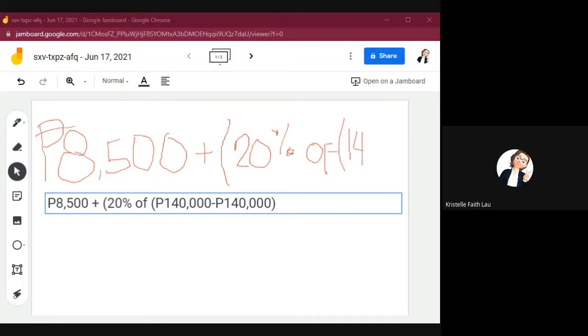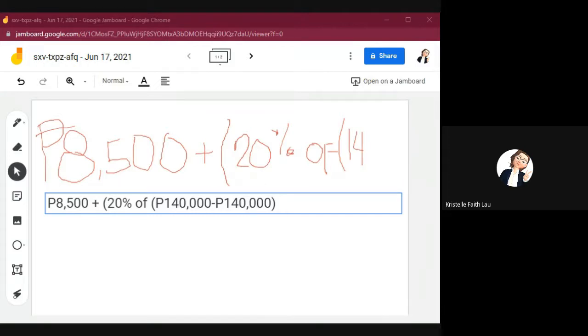Then, taxable income of an individual: net compensation income, net income from gross business or professional income, and then the entire gross income received by non-resident aliens. So, let's proceed to the principles of a sound tax system.